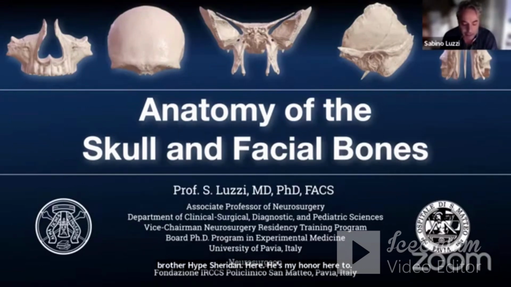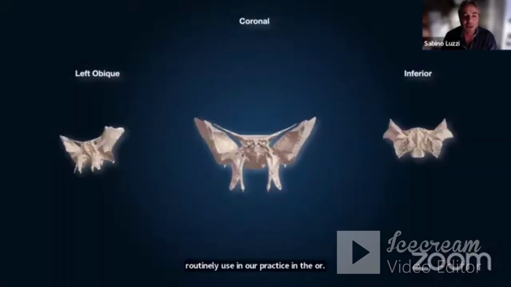And the topic of my lecture for today is the anatomy of the skull and the facial bones. I will do my best to summarize the most important aspects that we routinely use in our practice in the OR. When we talk about skull-base anatomy, we have to consider that the pivot of the skull base is the great bat, as they told. So this is the sphenoid bone. The sphenoid bone articulates and constitutes part of the neurocranium and also the splanchnocranium, namely the facial part of the cranium here.